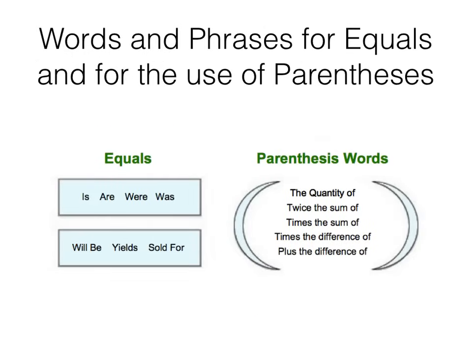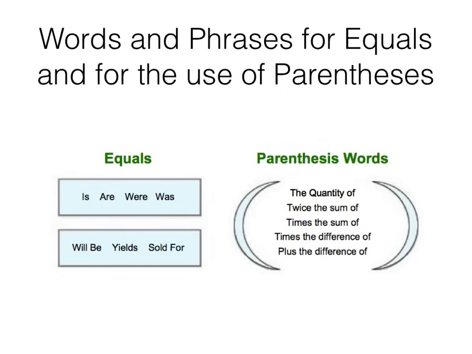Words and phrases for equals and for the use of parentheses. So equals, this is when we get to equations here, is means equals. So any derivation of the word is, are, were, was, they're all equals. Will be, another derivation of is, just the future tense. And please don't ask me about tenses. I'm not good at that.